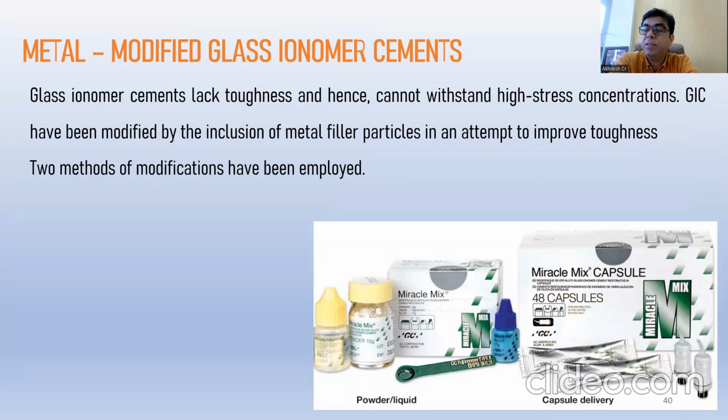Next, we'll discuss metal modified glass ionomer cements. We have two types: one is Miracle Mix, another one is Cermet. What is metal modified glass ionomer? Glass ionomer cement lacks toughness, so it cannot withstand high stress concentration. So it has been modified by including metal filler particles, which improve the toughness.